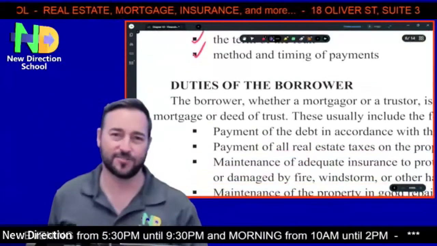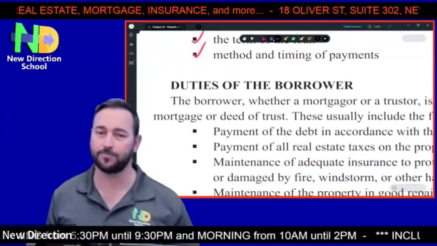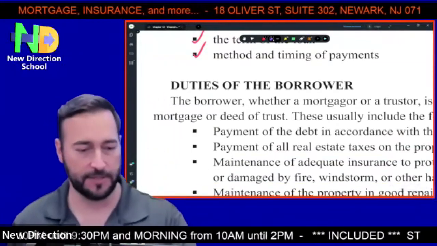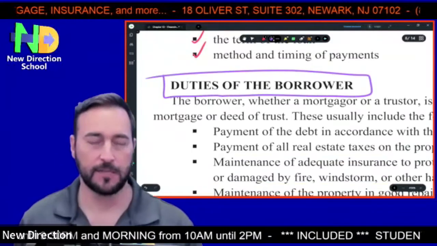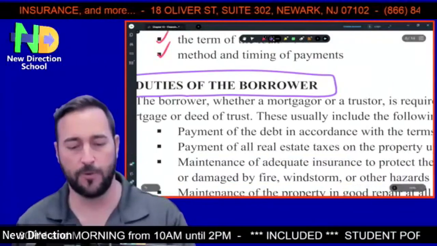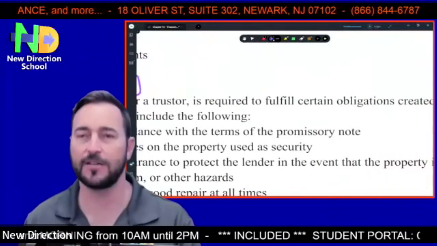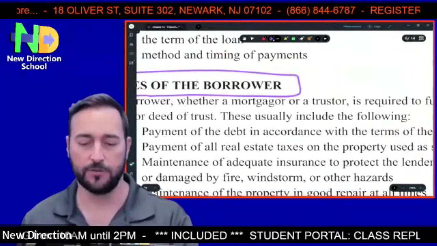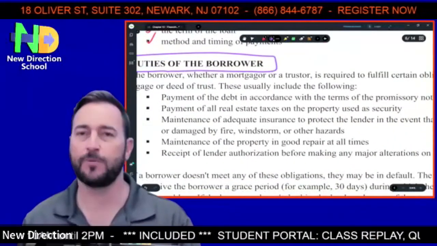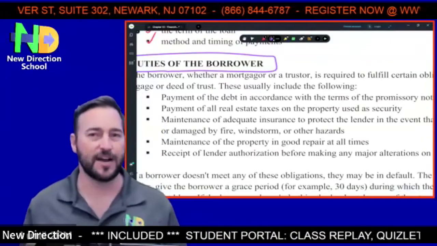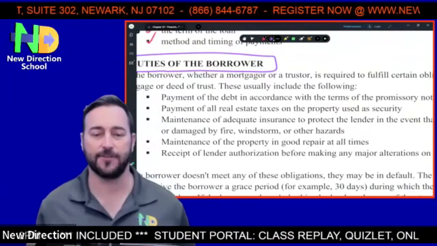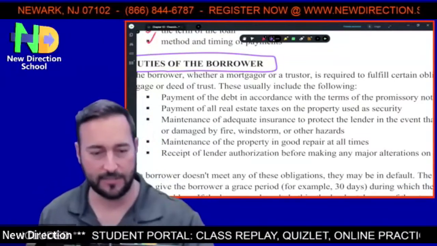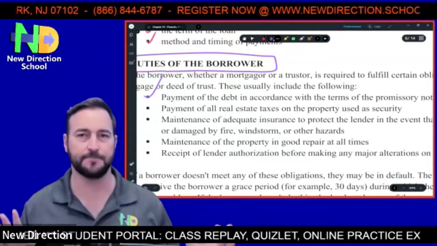Now, another thing that's described in the mortgage document, not the promissory note, but in the mortgage document, is the duties of the borrower, the obligations of the borrower. So the borrower, whether a mortgagor or a trustor, is required to fulfill certain obligations created by the mortgage or deed of trust. These usually include the following. Now, the first couple of ones, it's common sense. You guys know this. The first one is payment of the debt. So if I borrowed money, what must I do? Pay it back. All right. Everybody knows it. It's easy.